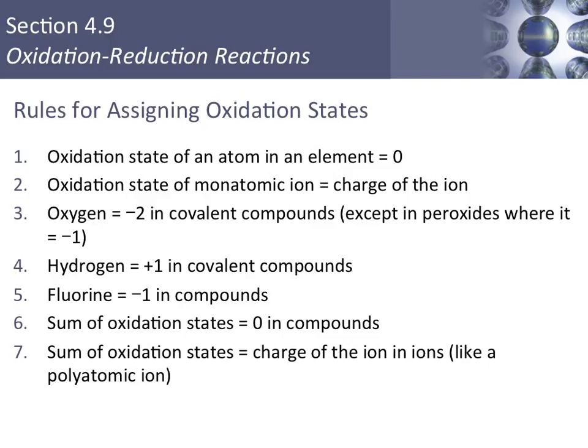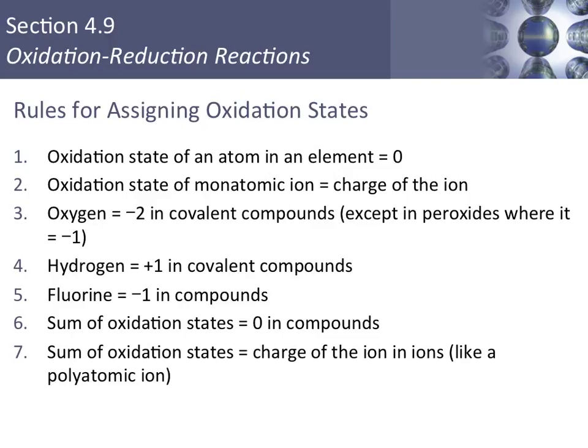To help us assign oxidation states to atoms, we have a set of rules. So if we have an atom of an element, the oxidation state is 0. If we have a monoatomic ion, that's the charge of the ion that we normally would talk about. Oxygen is always going to be -2, except if it's in a peroxide, it'll be -1. Hydrogen will always be a +1 when it's in a covalent compound. Fluorine will be a -1 when it's in compounds. And in a compound, the sum of the oxidation states should be 0.